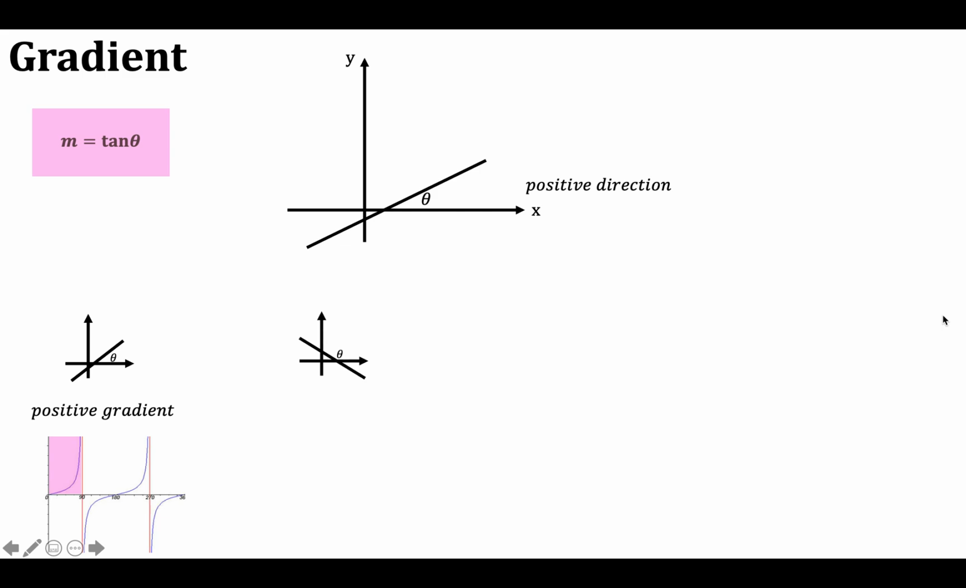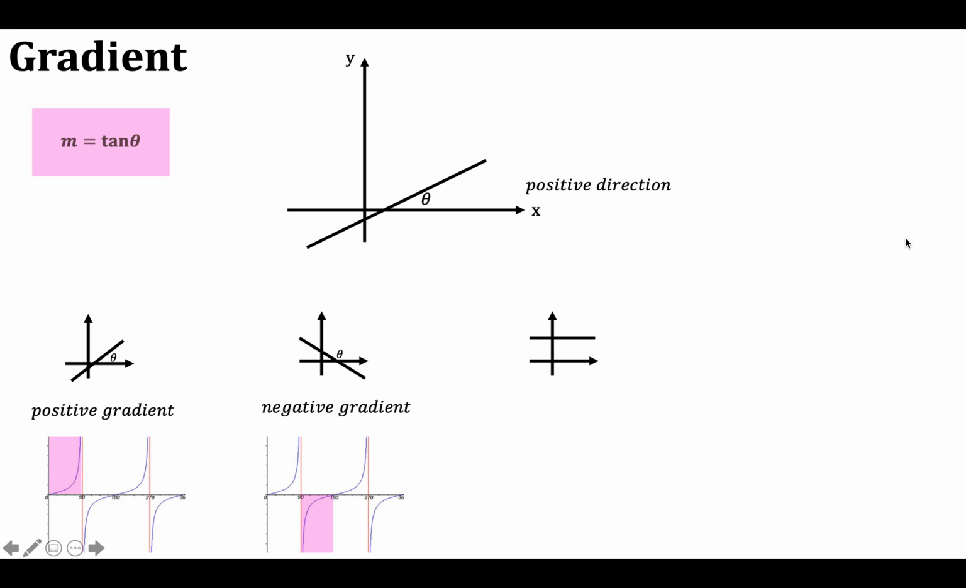Similarly, if we've got a negative gradient, so from left to right, the line is going down the way, you can see that the angle between the line and the x-axis is an obtuse angle, so it lies between 90 and 180. So here's between 90 and 180 in the tan graph, and you can see that that's negative because it's below the x-axis. And look, we had a negative gradient.